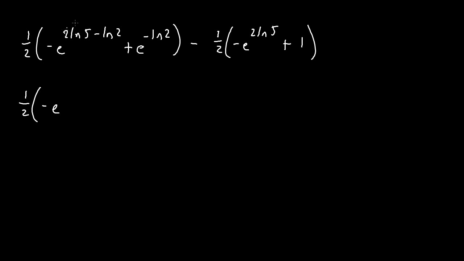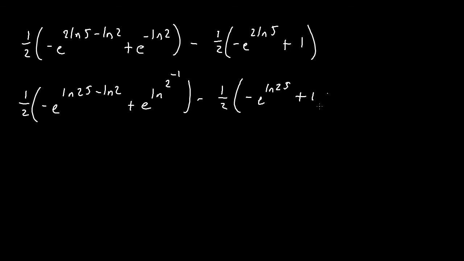Now using properties of log, I can bring that 2 up front. So we get ln to the 5 squared. So 5 squared would be 25. So ln of 25 minus ln of 2 plus, now I can go ahead and also bring that negative out front, or up to the top. So we get plus e to the ln of 2 to the negative first power. Then minus 1/2 times, once again I can do the same thing here, bring that 2 up top. We get negative e to the ln of 5 squared, or in other words 25, and then plus 1.